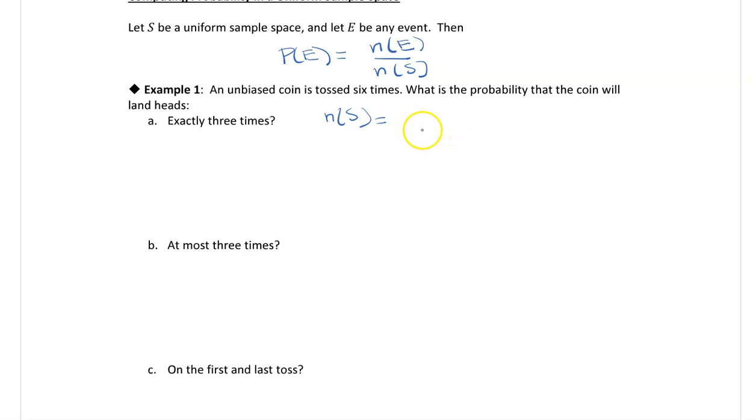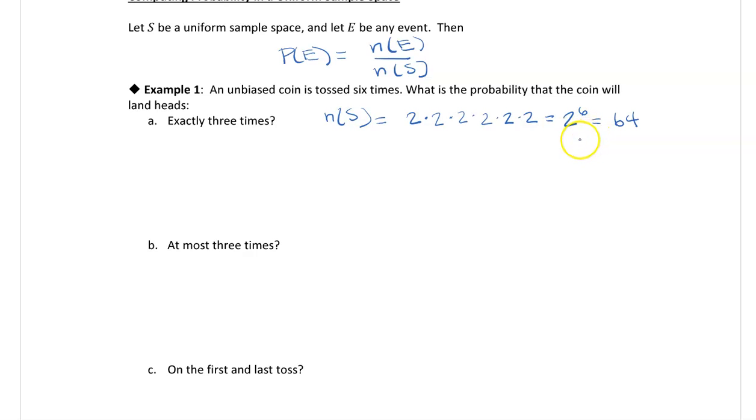So think about it: we toss the first coin. How many possible outcomes are there for the first toss? There's 2. It's either going to be heads or tails. And for the second toss, we have another 2 possible outcomes, and then the third toss, and the fourth toss, and the fifth toss, and the sixth toss. So there's 2 possible outcomes for each time we flip the coin. We're just using the multiplication principle here. So we get 2 to the 6th power, and that is equal to 64 possible outcomes.